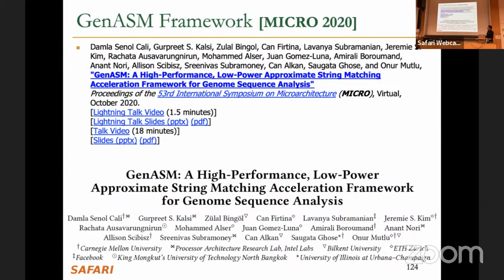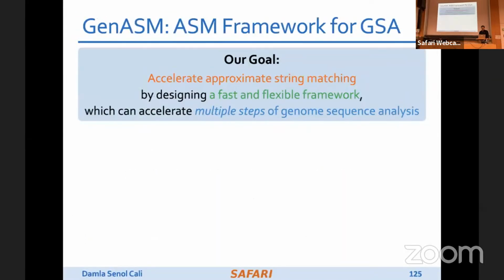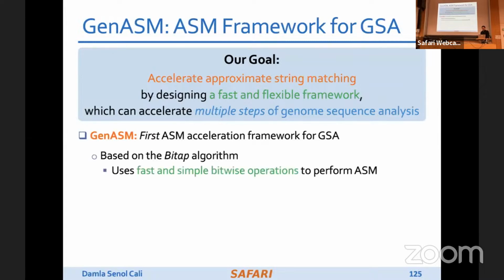So one of the last works that I'll cover is Gasm. This is a hardware accelerator for accelerating approximate string matching, which is commonly used in genome analysis and which is found to be one of the most computationally intensive steps in genome analysis. So our goal is to accelerate this step. And this is the first approximate string matching acceleration framework for genome analysis. We say framework because this is highly flexible to certain parameters.